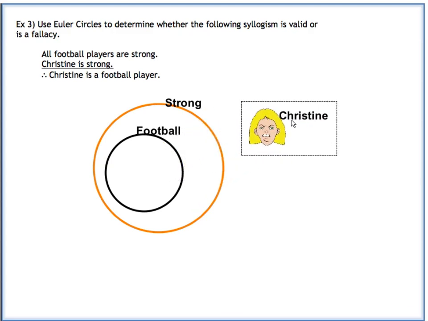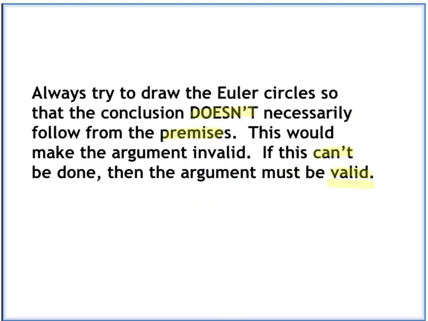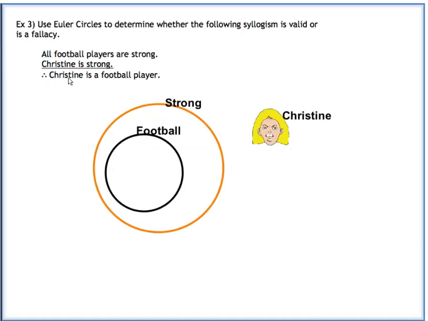So where do we put her? Well, going back, remember, we're trying to draw this so that the conclusion doesn't follow from the premise. So let's take a look at our conclusion. It says Christine is a football player. So can we make premise 1 be true and premise 2 be true while the conclusion is false? Let's see if we can make that happen.